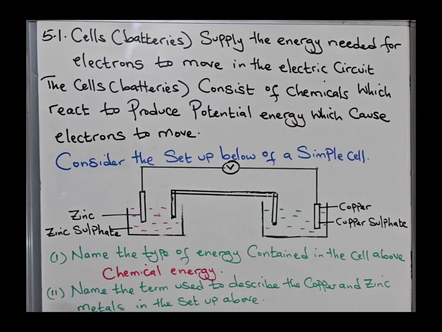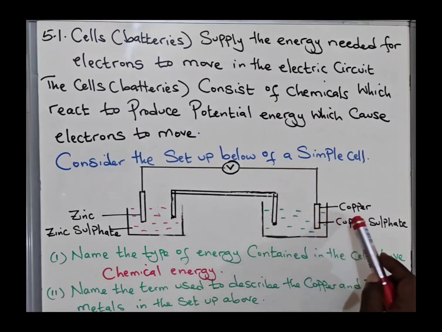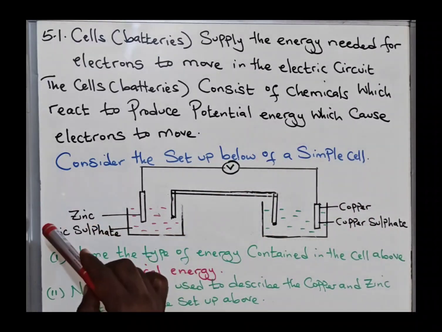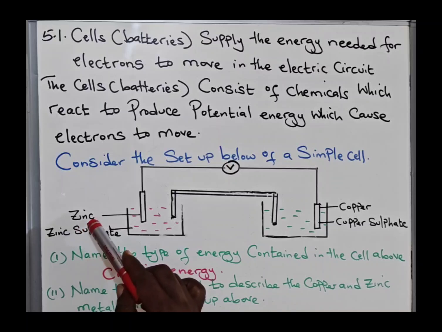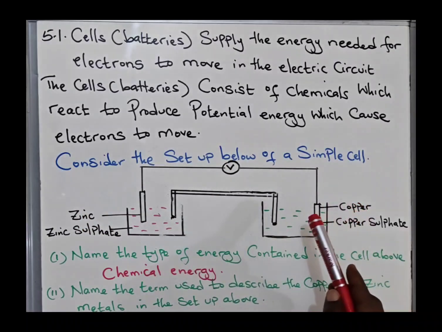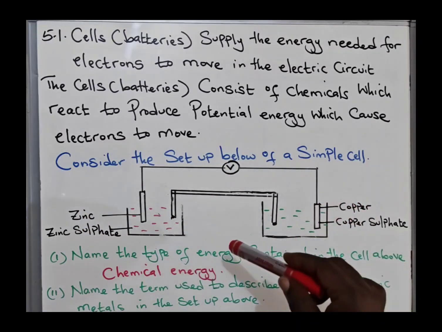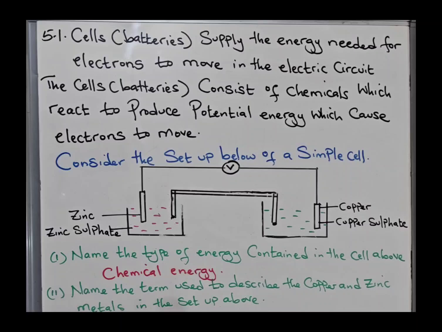Then we come to this one. It says, name the term used to describe the copper and the zinc metals in the setup above. So we have a copper here, and we see zinc here. These are metals placed in the solution. So what term is used to describe these metals, the zinc and copper? We call them electrodes.